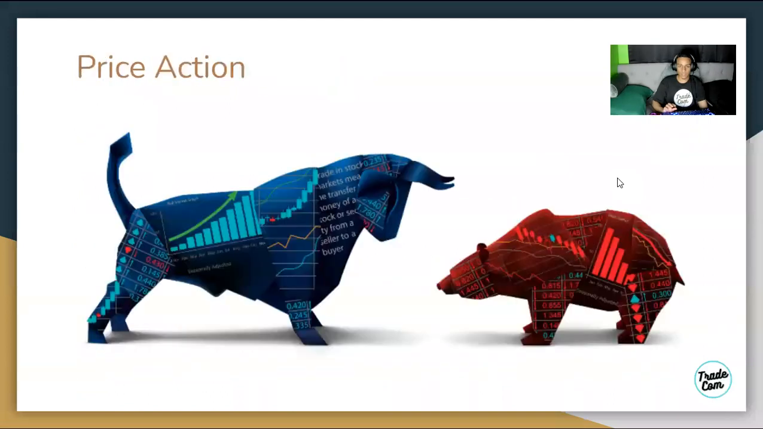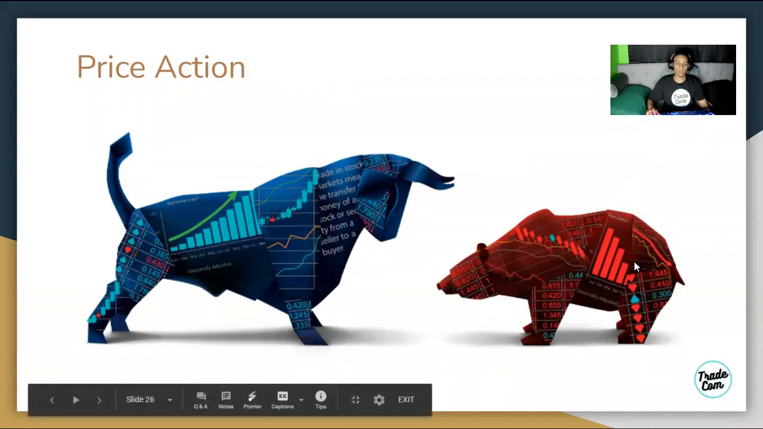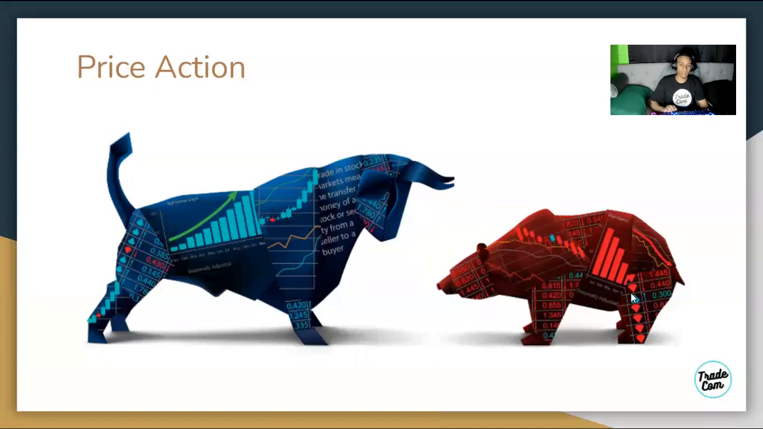Now let's get into price action. So you got a bull over here and a bear over here. So this is the biggest thing between price action and what's going on between the bears and the bulls. All right.